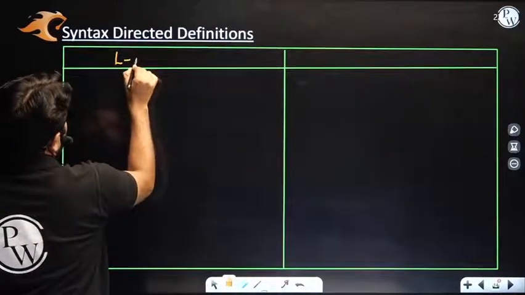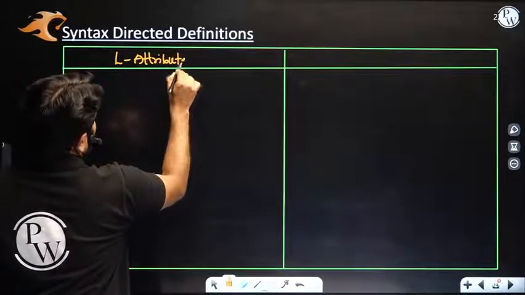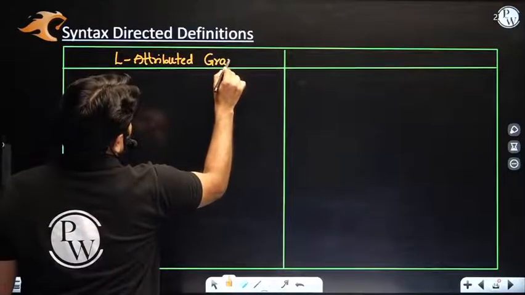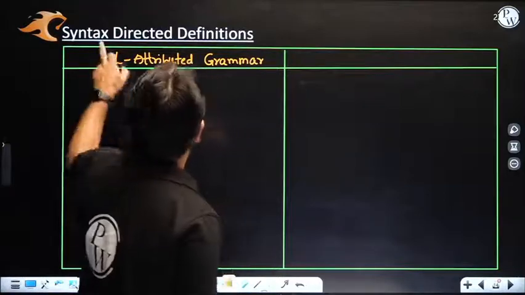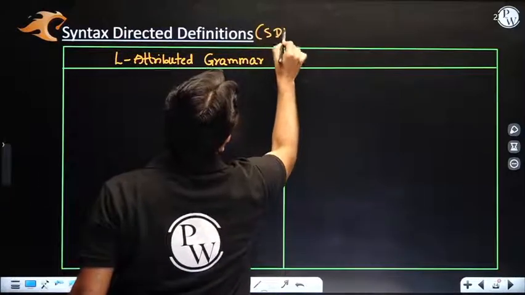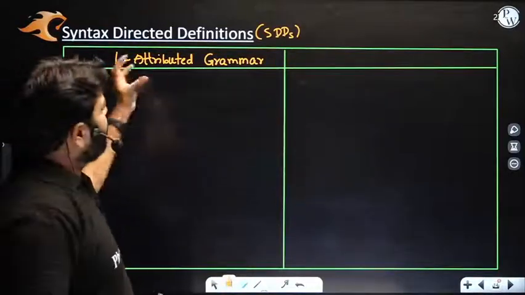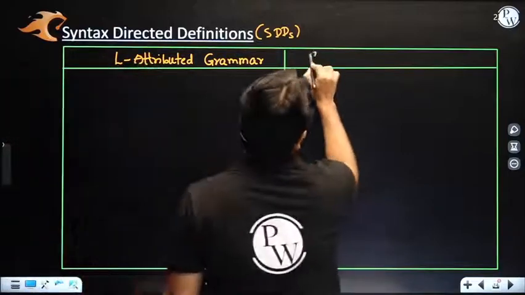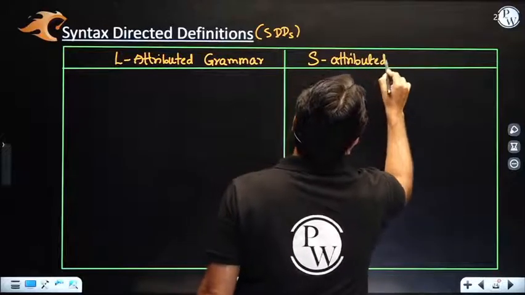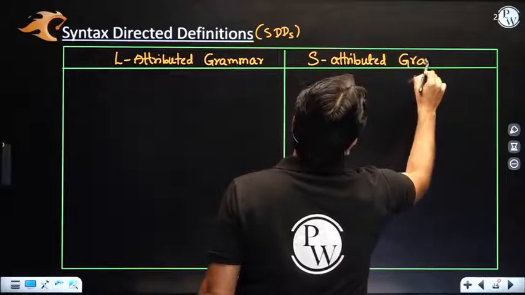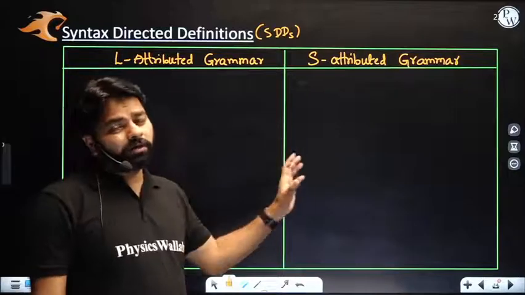One is L-attributed grammar, also called L-attributed definition. You can also say SDDs, syntax-directed definitions. There are two types of definitions, L-attributed definition and S-attributed definition. It's for the grammar, not just for the attribute, remember that. It's about the grammar. The whole grammar we call L-attributed or S-attributed.